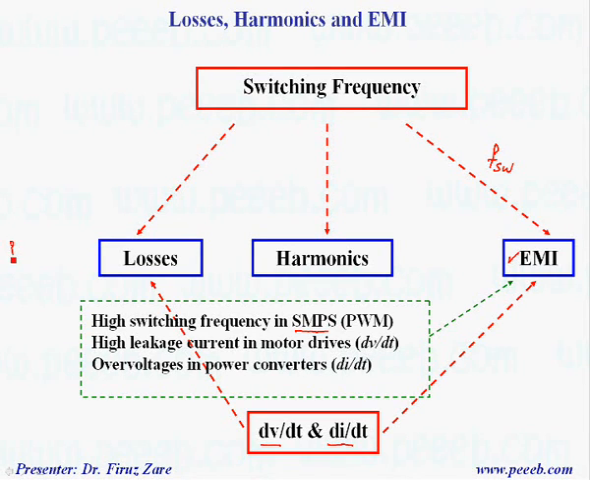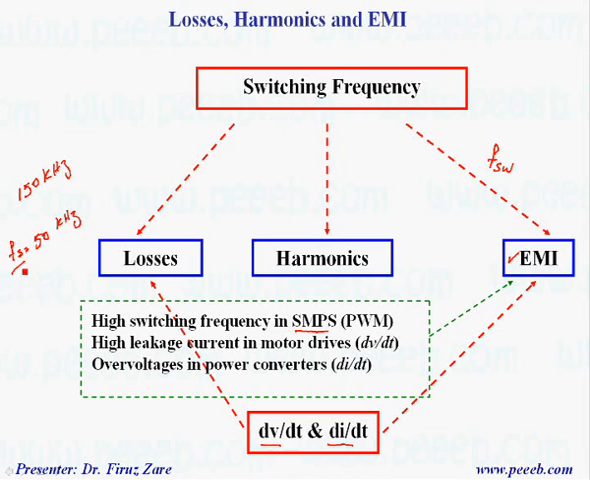So if the switching frequency is above, for example, 50 kilohertz, what happens is the third sideband will be around 150 kilohertz, which is in the range of EMI. So that's why in some applications, when the switching frequency is pretty high, we may have an EMI problem because of the switching frequency.